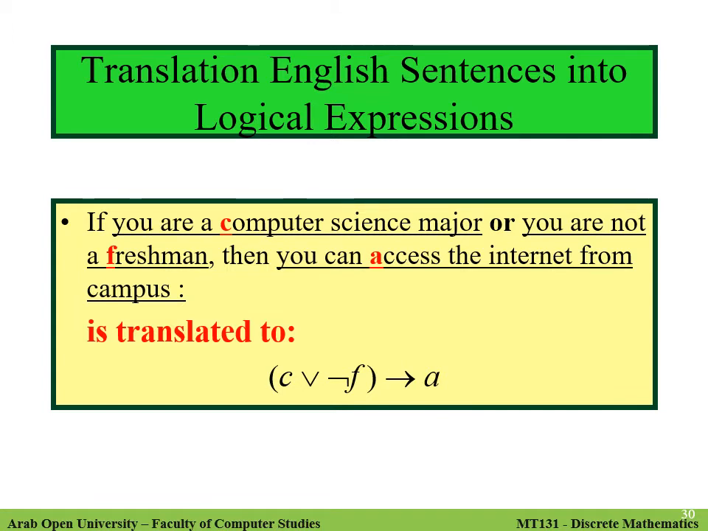You can translate it this way: C or not F implies A. Notice we took C or not F together because this is a condition. This is the assumption. C, either you're a computer science major or you're not a freshman. That is the condition. The conclusion is A, which is you can access the internet from campus.